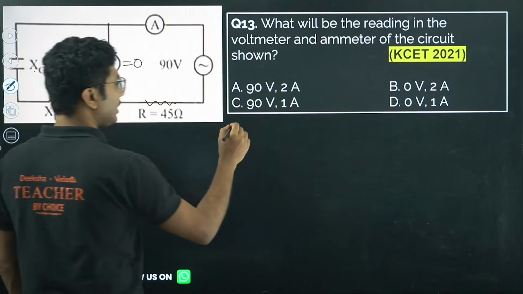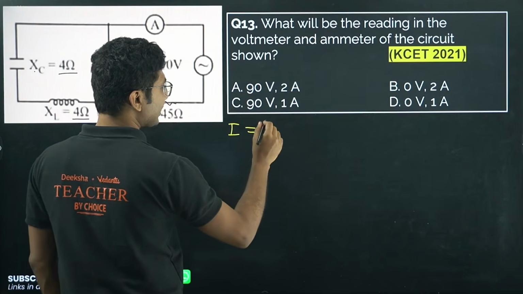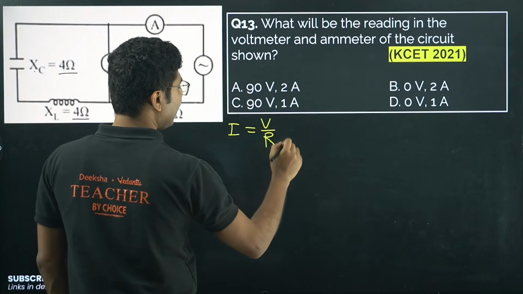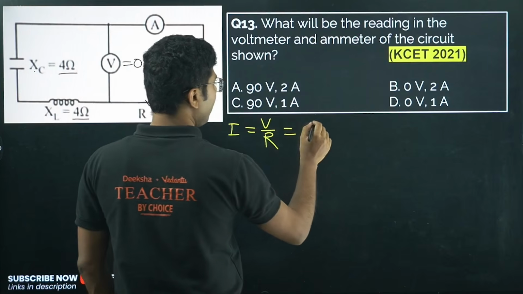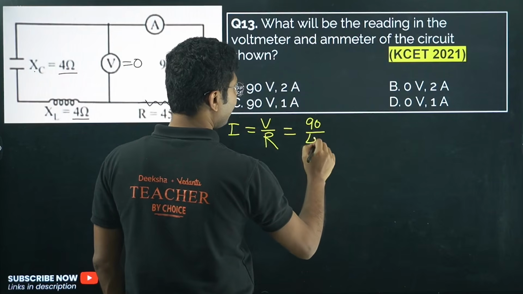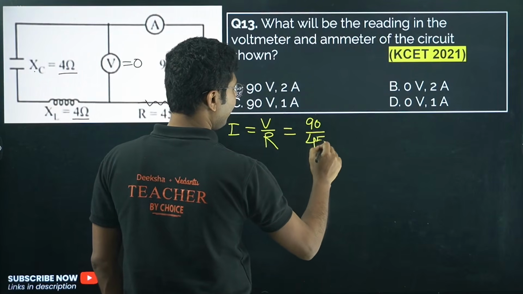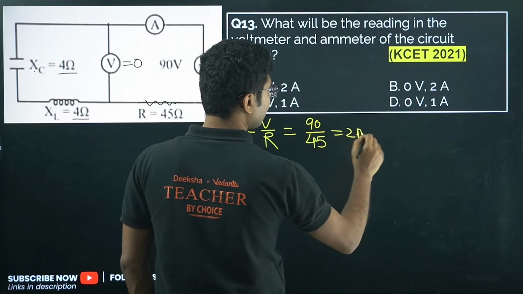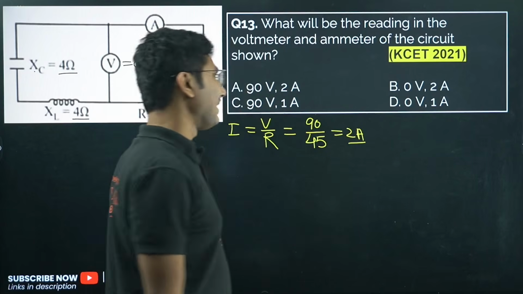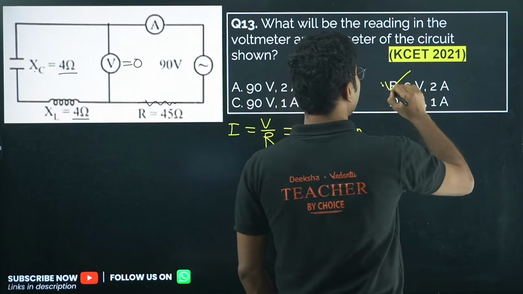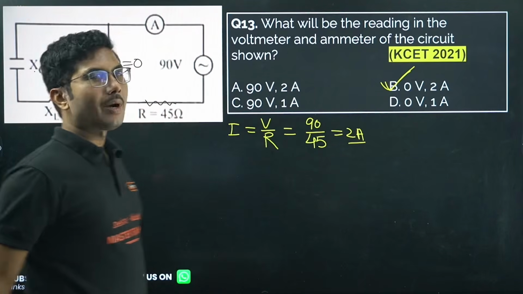Current value is simple. Current value at resonance is voltage divided by the simple resistance. So 90 divided by 45, that is 2 ampere. So 2 ampere is the correct answer. 2 ampere we will also mark.